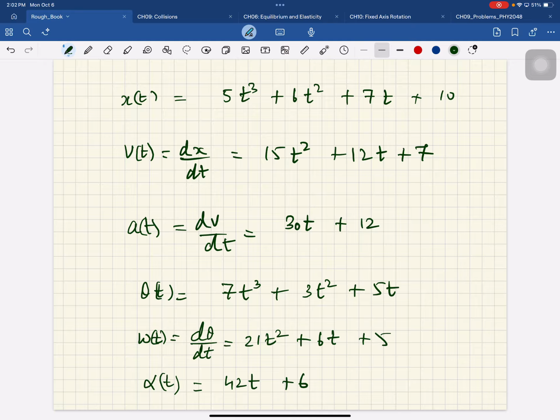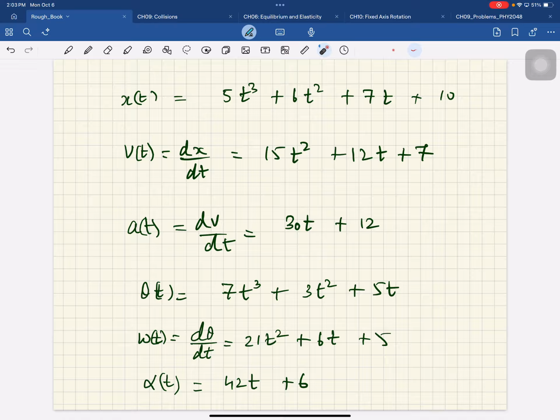Okay. So if this was measured in meters, this would be meters per second, assuming time is in seconds, and this would be meters per second squared. If this angle was measured in radians, this would be radians per second. This would be radians per second squared.